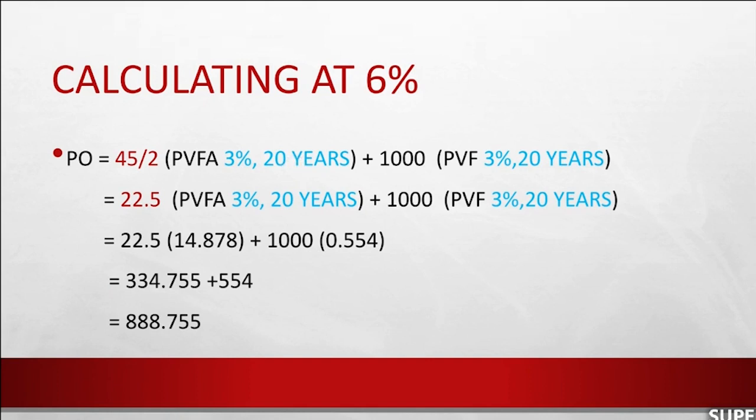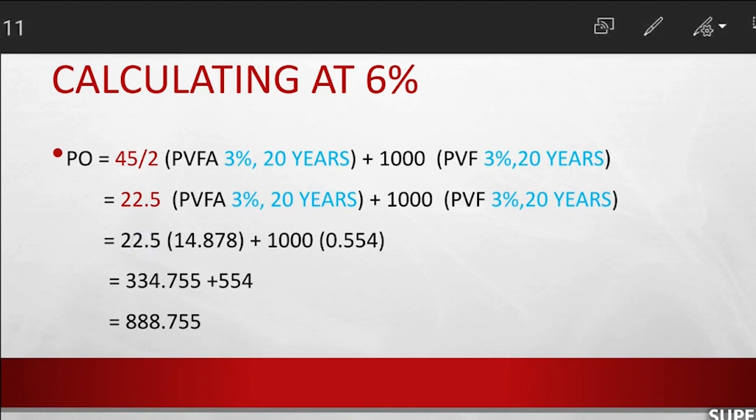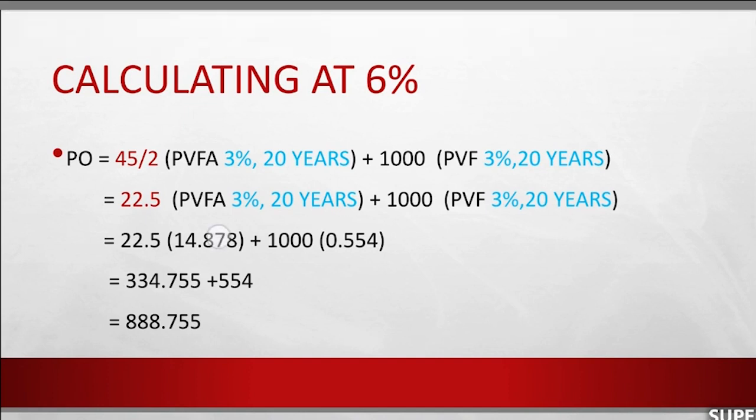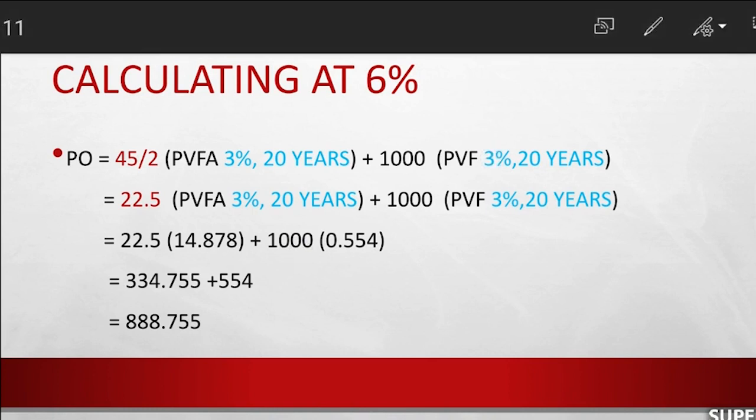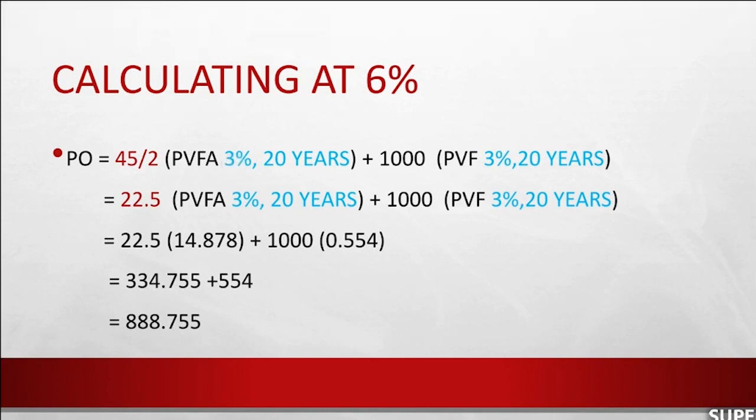Then we will get 22.5 into present value factor annuity at 3% in 20 years, which is 14.878, that we can find from the present value factor annuity table, plus 1000 into present value factor at 3% in 20 years, that is 0.554. Then we will get 888.755 as present value of all cash inflows at 6%. Here the discount rate is 3%.